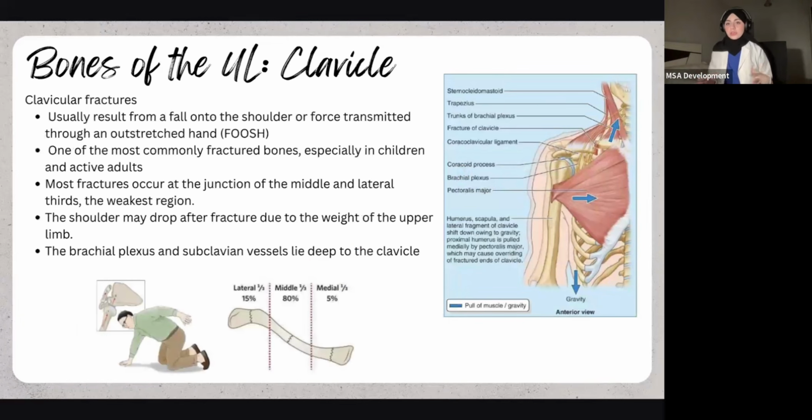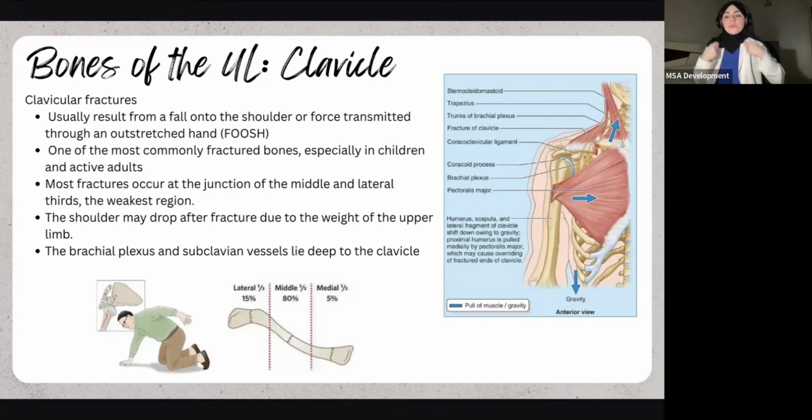Now, a bit of a clinical correlation. Two things that we're going to be dealing with clinically a lot in MSK are either dislocation or fracture. For the clavicle, as a general rule, is it more prone to dislocation or fracture? Your answer should always be fracture. It's not dislocation. Why? We'll see how much reinforced the clavicle is.